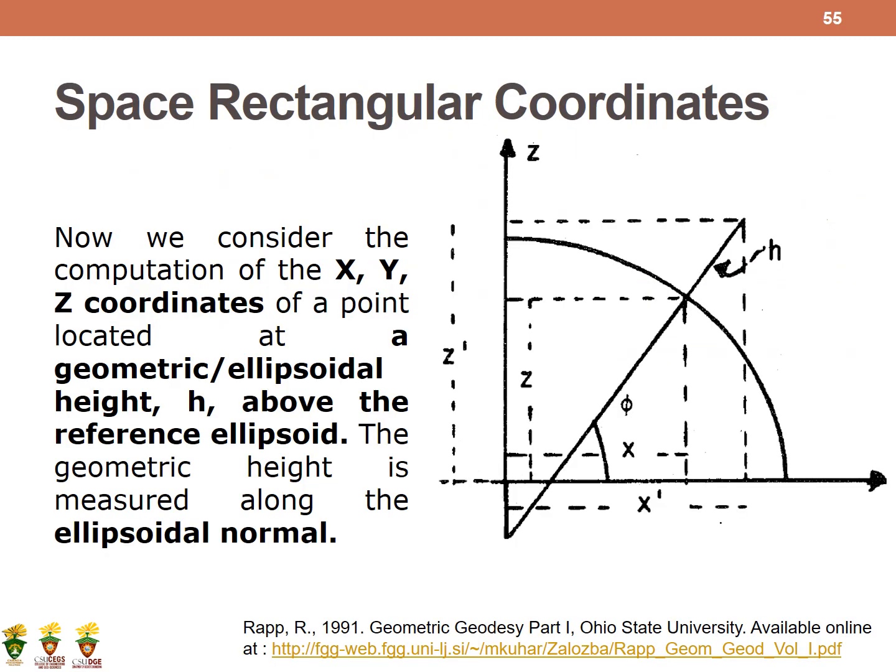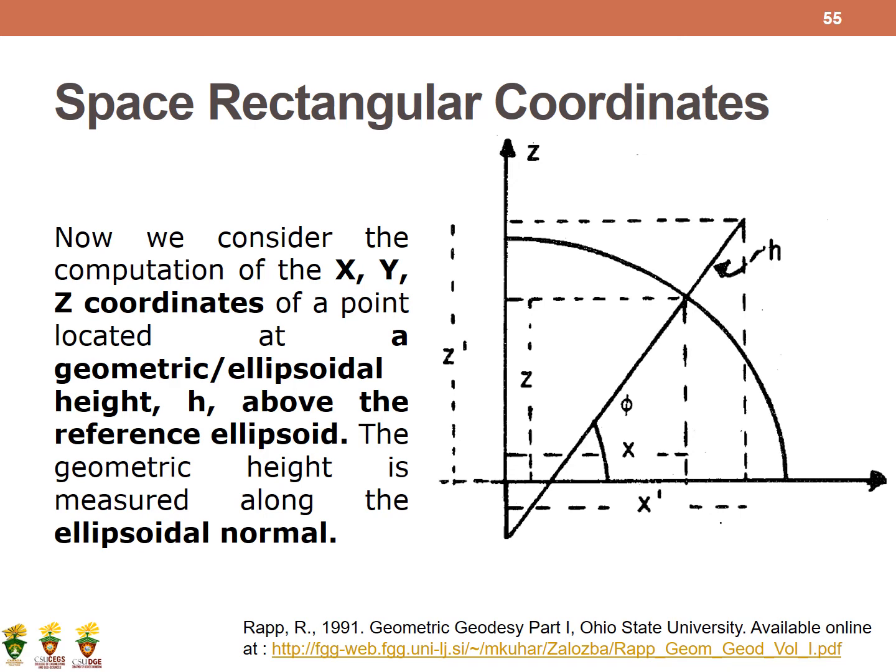So next that we are going to discuss is the space rectangular coordinates. Let's take a look at this illustration. Now we consider the computation of x, y, and z coordinates. The difference in the space rectangular coordinate system is that we now have the value of h, the height of a specific feature on the surface of the earth with respect to the ellipsoid, called the ellipsoidal height, h. The geometric or ellipsoidal height h above the reference ellipsoid is measured along the ellipsoidal normal.